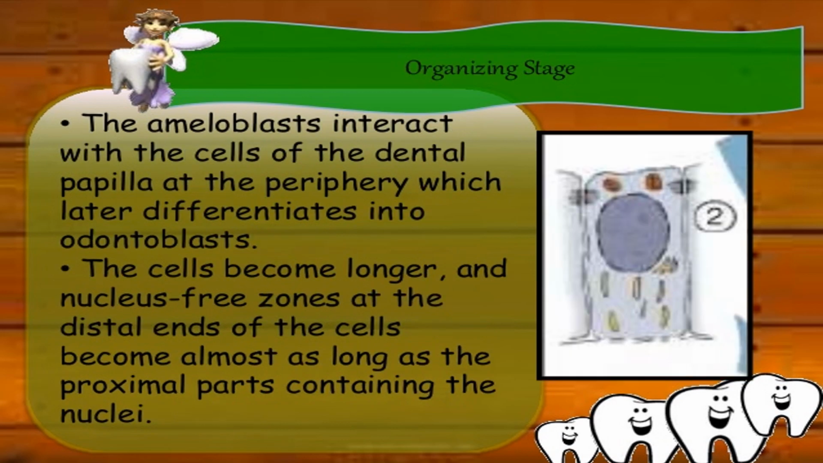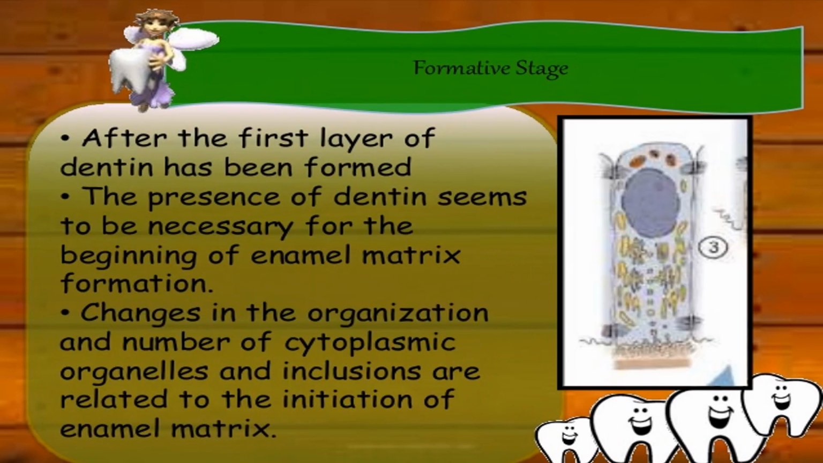Organizing stage. The ameloblasts interact with the cells of the dental papilla at the periphery, which later differentiate into odontoblasts. The cells become longer and nucleus-free zones at the distal ends of the cells become almost as long as the proximal parts containing the nuclei. After the first layer of dentine has been formed, the presence of dentine seems to be necessary for the beginning of enamel matrix formation.